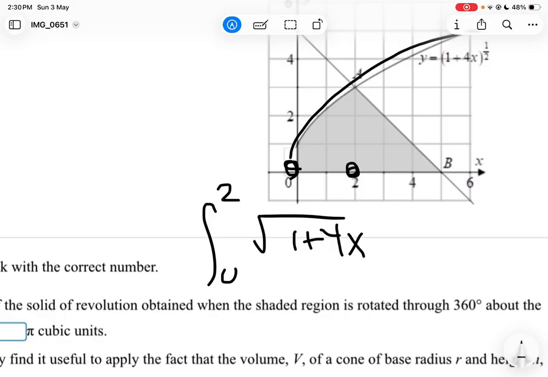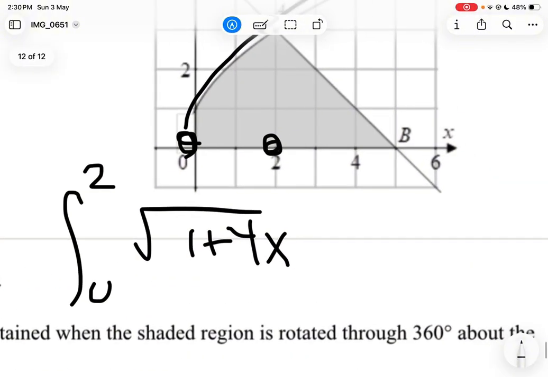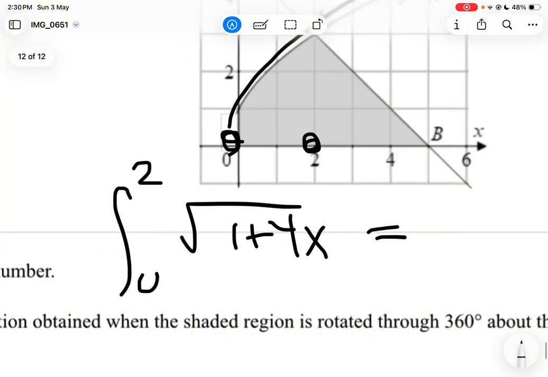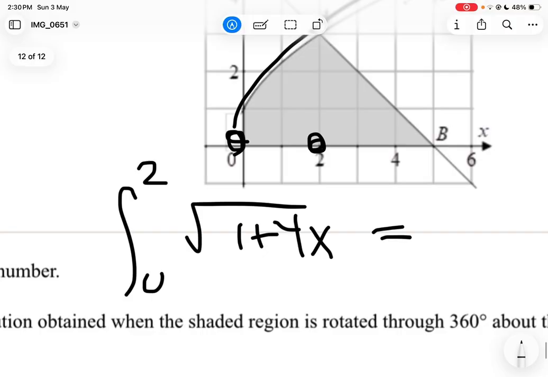Let me just check on my calculator. So 0 to 2 of radical of 1 plus 4x. You'll get 10 pi. One second. Okay, 10 pi. One second. No. Oh, okay.